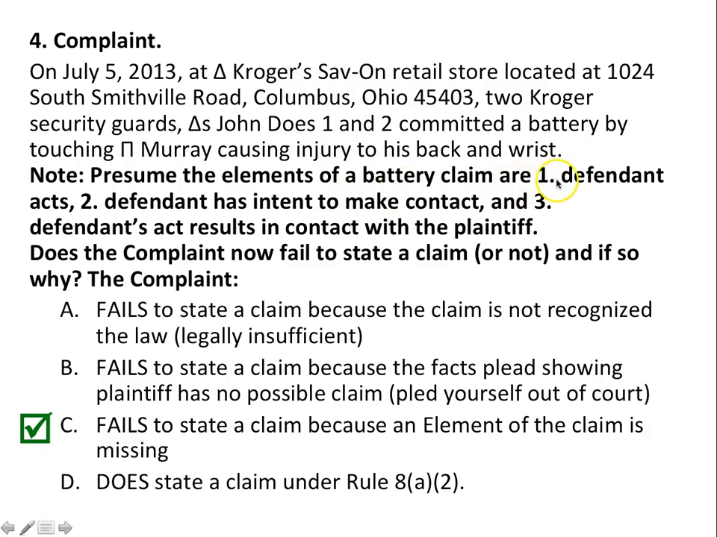The first element we're looking for is that the defendant acts. Here the complaint said that defendant John Doe's 1 and 2 touched Murray. Touching is an allegation that the defendants acted, so therefore that element is properly pled. If we look at element number 3, defendant's act results in contact with the plaintiff. Here again the complaint alleged that defendant's touching caused injury to his back and wrists. So we see they've alleged a harmful, injurious touching.